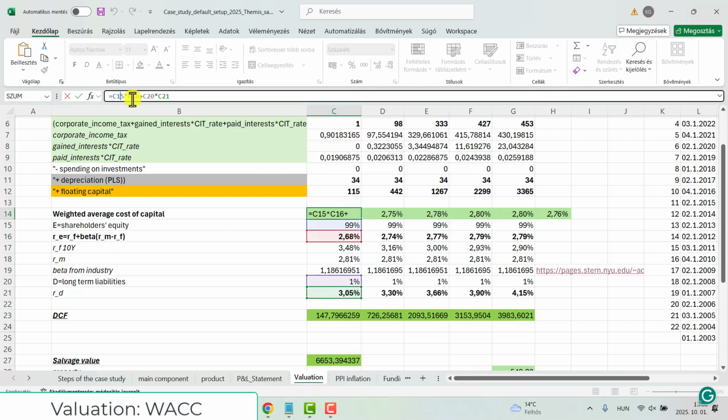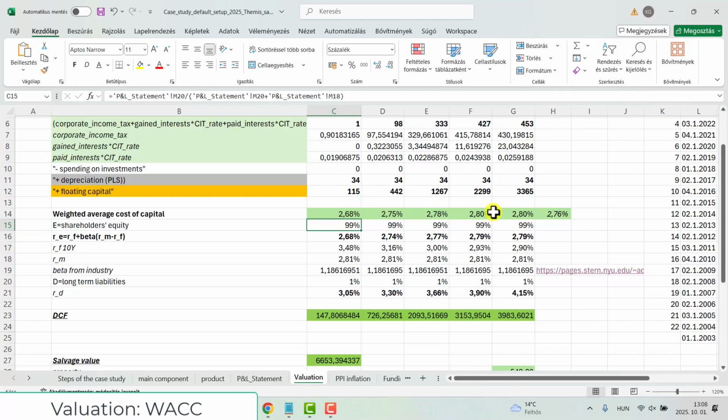And then, oh, one thing is missing from the formula. We can see here that E multiplied by RE is good, D multiplied by RD, but the 1 minus tax, 2.25, is missing. This is how the proper function would look.